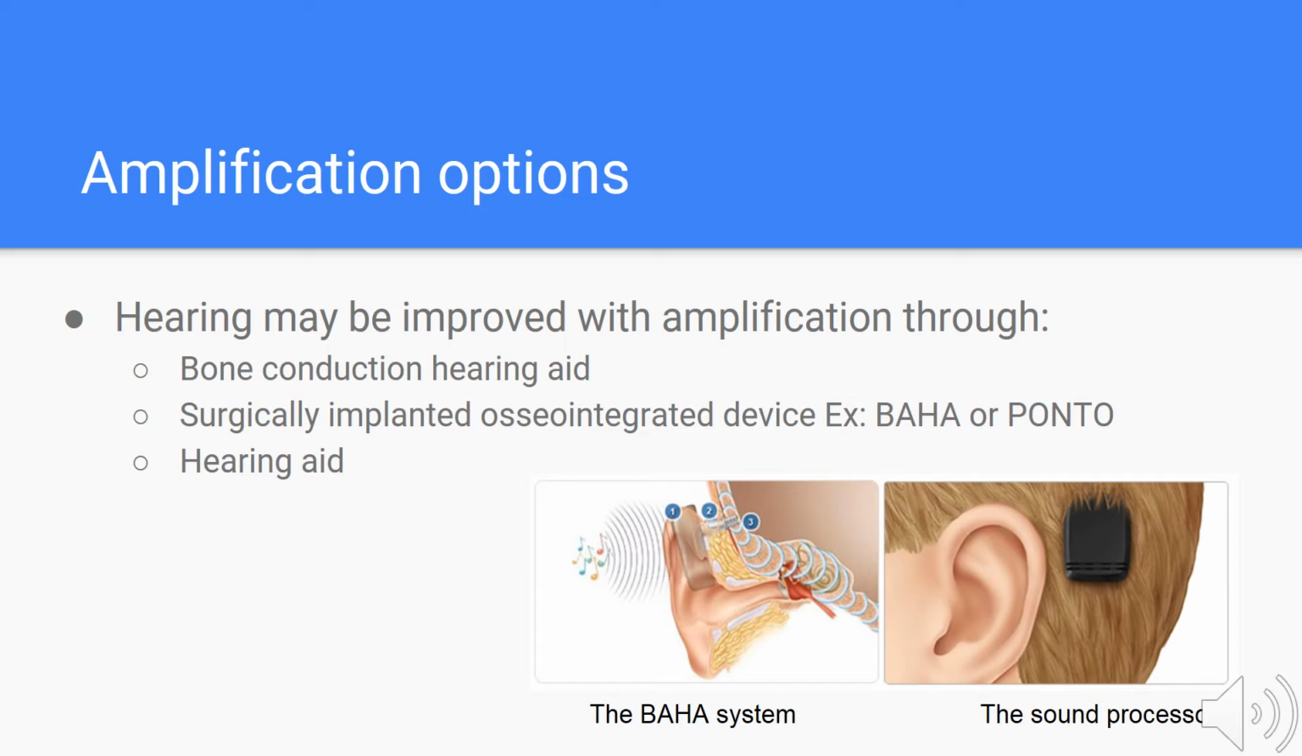Near the bottom right part of your screen, a picture of a Baha is shown. The left side represents the Baha system, while the right side shows where the sound processor is placed.